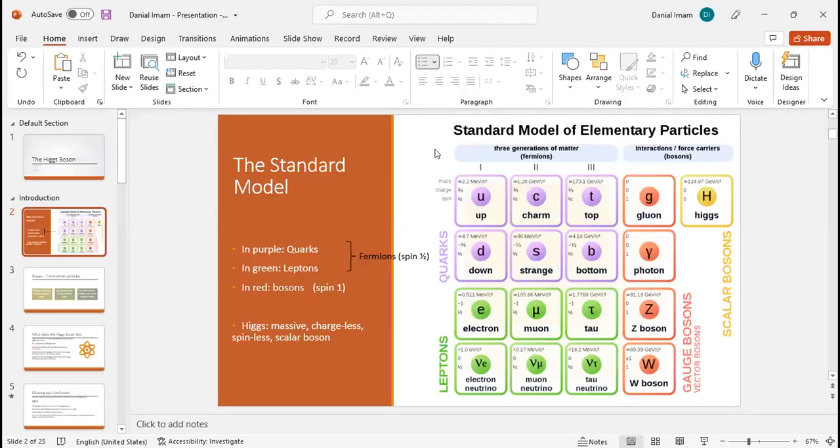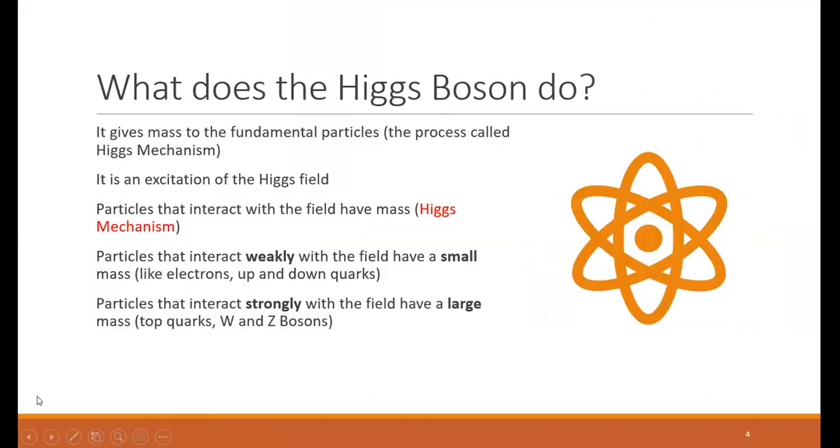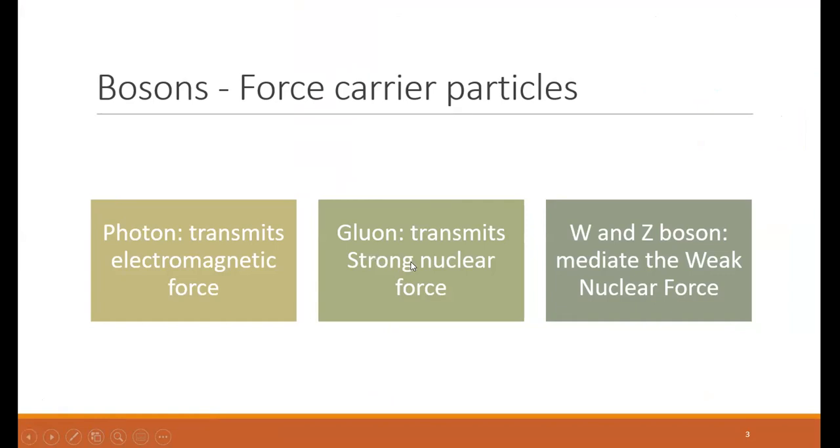Okay. This is just a quick refresher of what I think most of us already know. Photons, they are responsible for transmitting the electromagnetic force. Gluons, they are responsible for transmitting the strong nuclear force, and the W and Z bosons, they mediate the weak nuclear force. So this is just reinforcing the idea that the bosons are force carrier particles.